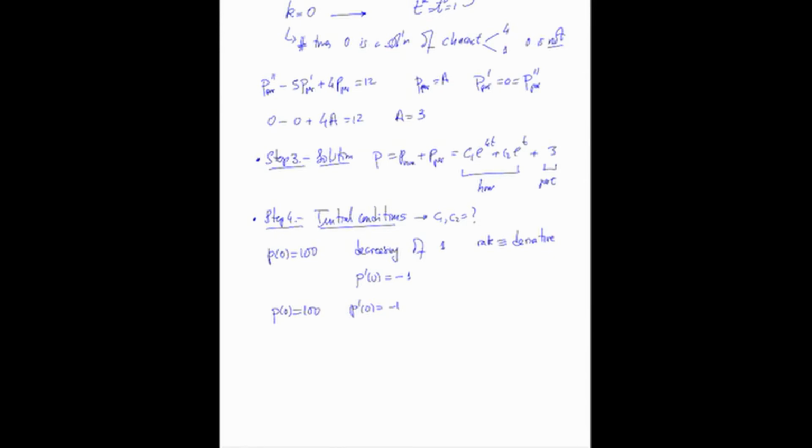For the P we have above, P equals C1 e to the 4t plus C2 e to the t plus 3. P prime will be C1 e to the 4t times 4 plus C2 e to the t plus 0. So here we have P of 0 equals C1 e to the 0, which is 1, plus C2 plus 3, and this is 100. And P prime of 0 will be 4C1 plus C2, and that has to equal minus 1.